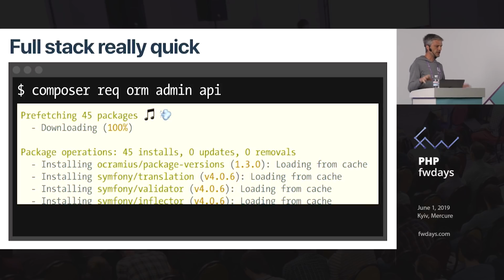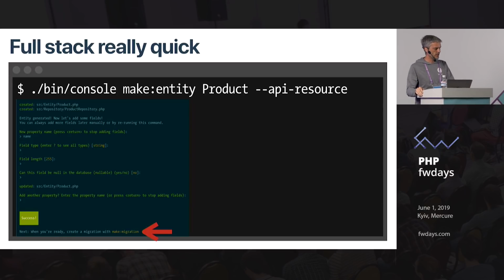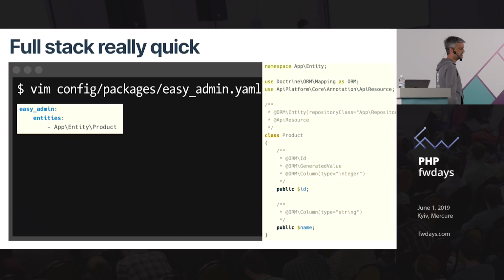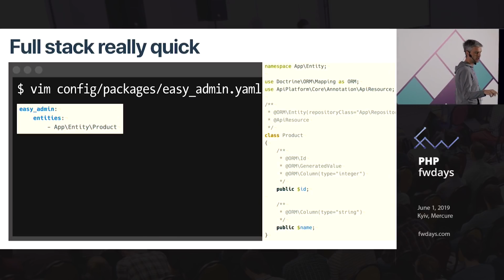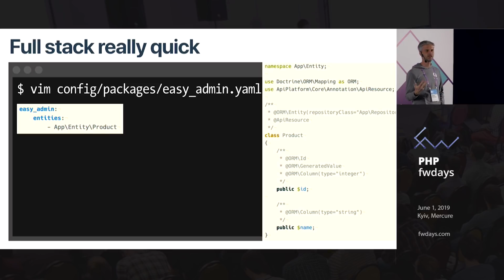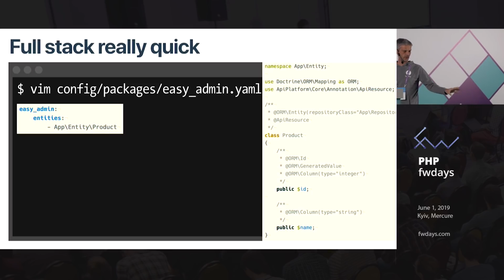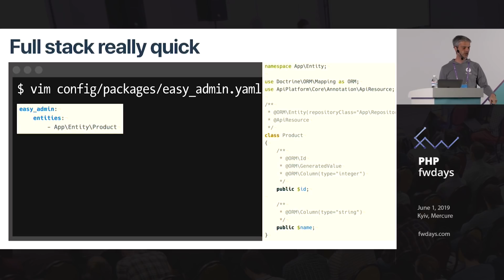Okay, so now that I have an ORM, API, and admin, I'm going to create a product, which is my entity, and I'm going to say that I want an API resource linked to the product. So I'm going to answer a bunch of questions about which fields I want to create for my product. And when it's done, I have just one piece of configuration here, and that's, I want to say that for EasyAdmin, I want the product to be managed by the admin gen. So that's the only thing that you need to do, and on the right side, you see the code generated by the maker bundle for my product entity.